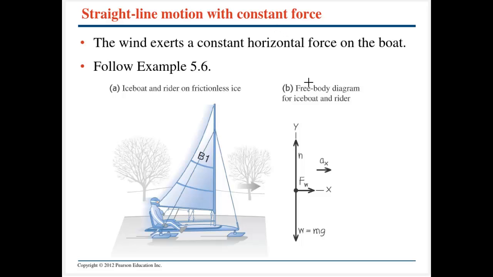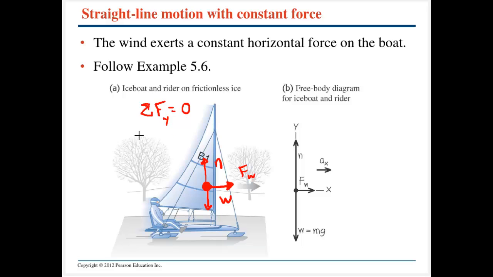So if I consider a case where there is straight line motion with a constant force, here I have my sailboat, or ice boat. It's got its weight in the downwards direction. It's got its normal force in the upwards direction, and the wind is now blowing in that direction. So I write the force of my wind in that direction. The net force in the y direction is going to be equal to 0, right? It's not going up or down.